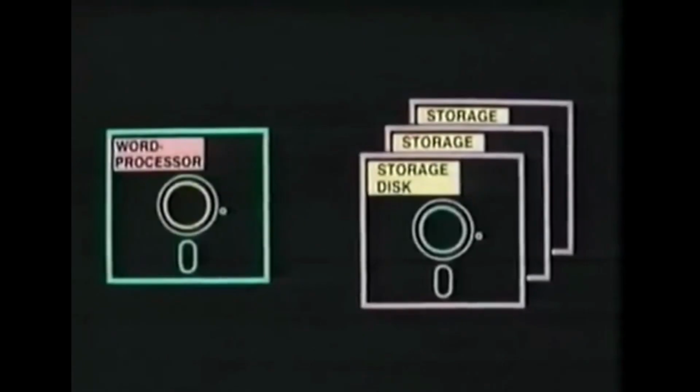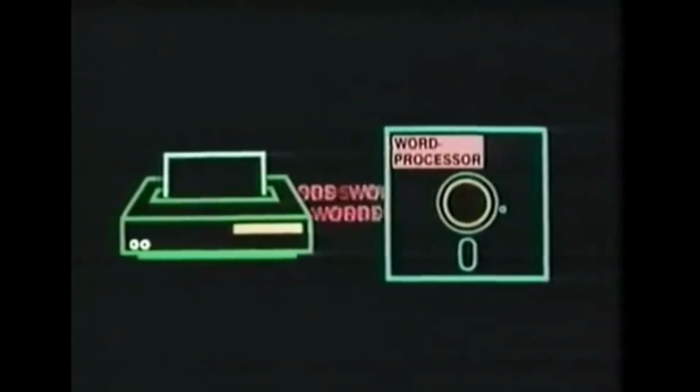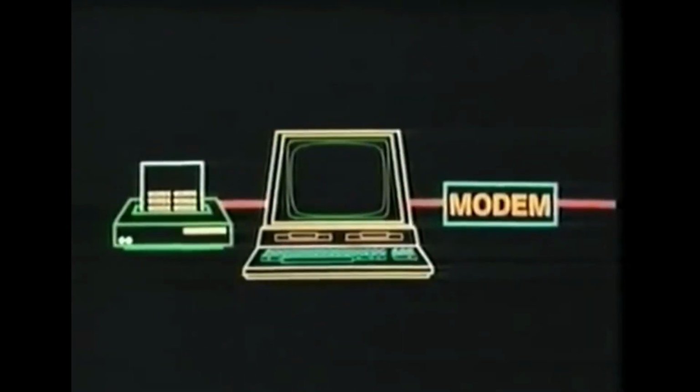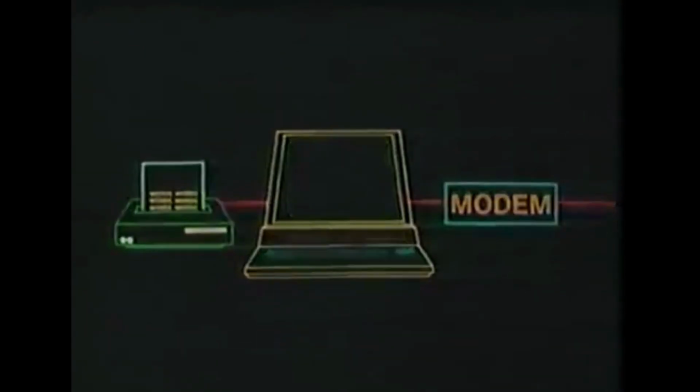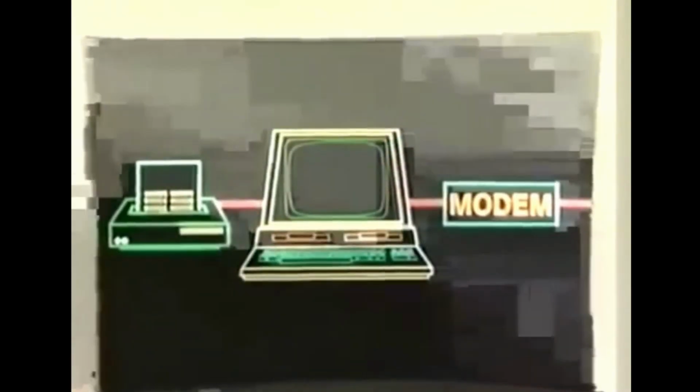And then there are several things that you can do. You can file the words on one or more storage disks. You can print them on a printer, and you can pass them on to a modem to be sent to some other computer. This means that once you have a word processing system, you really have a self-contained little office with its own built-in typewriter, filing cabinet, mailbox, and scissors and glue, all rolled into one.